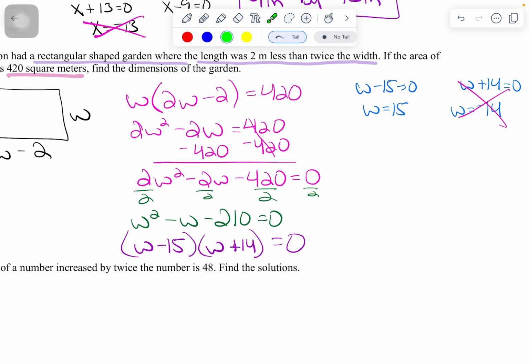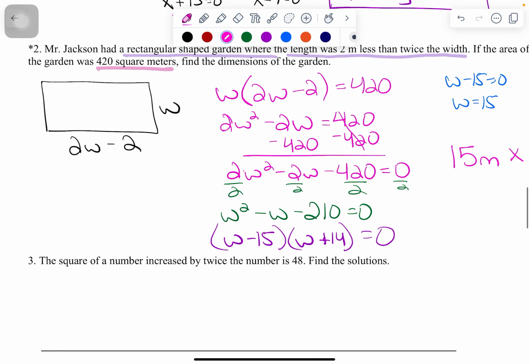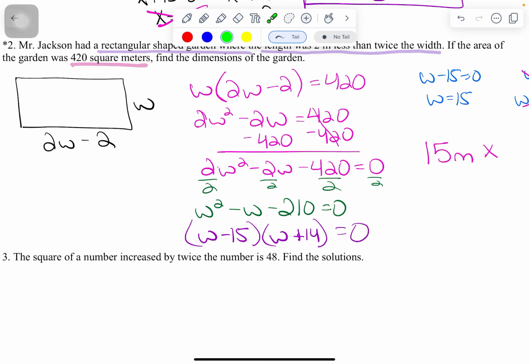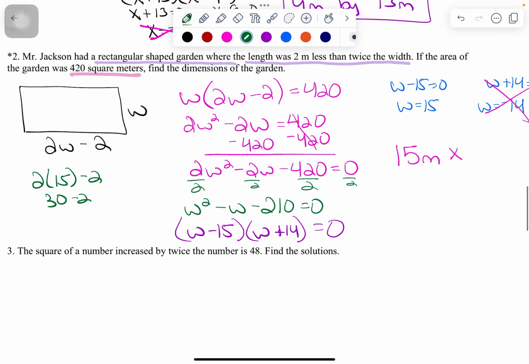I am asking for the dimensions of the garden again. So I know its width. Its width is 15. All the units here, I think, were in meters. So this is going to be 15 meters by. Now, the length here is 2 times W minus 2. So I'm going to take 2 times my 15 and then minus 2. So let's go ahead and do that here. So 2 times 15 minus 2, it's going to be 30 minus 2. So it's going to be 28 meters.